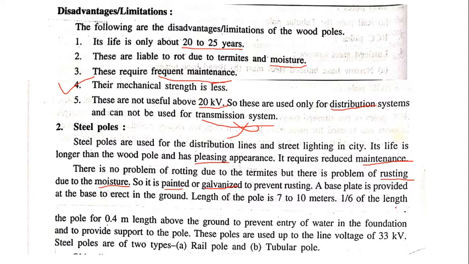Okay, and 1/6 of the pole's length, which is 0.2 meter, is above the ground level, and we are going to dig it into the foundations. Okay, and here are two types, that is rail pole type and tubular pole types.